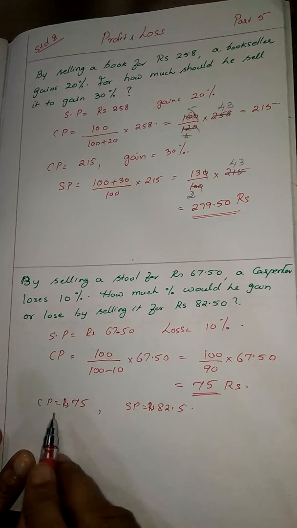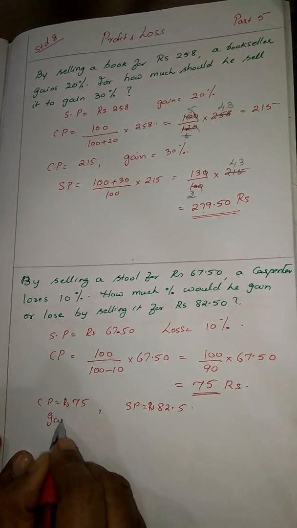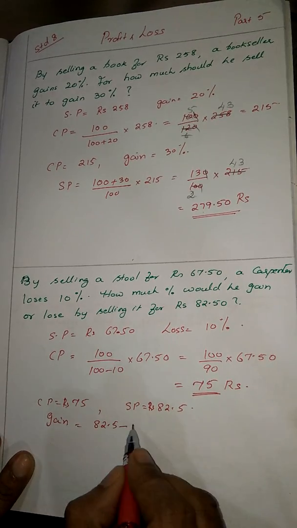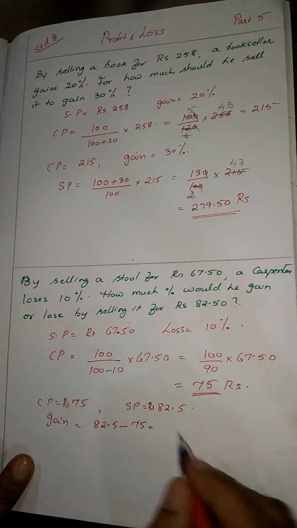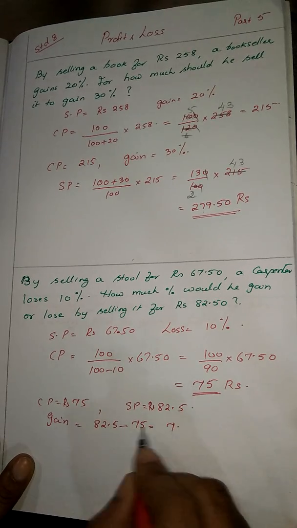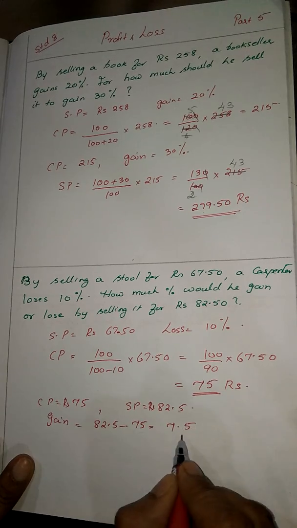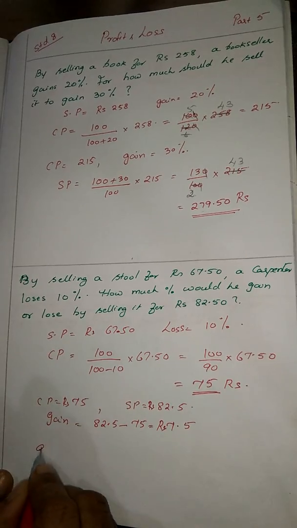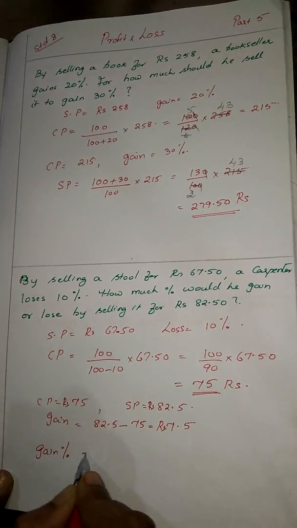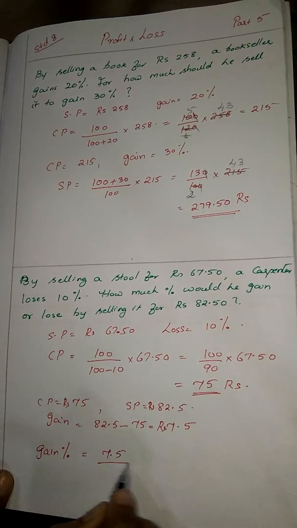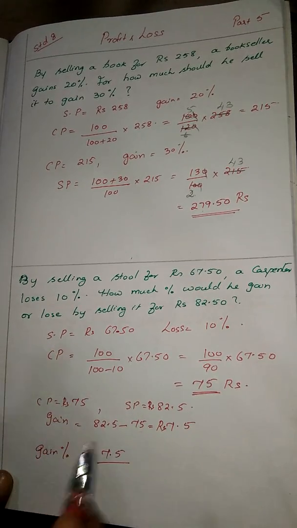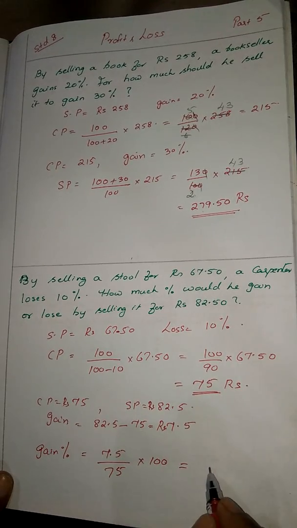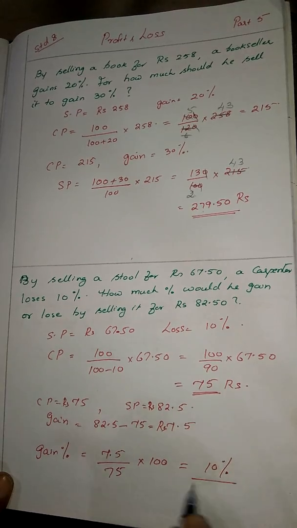So the selling price is greater than the cost price, so it is a gain. Gain is equal to 82.5 minus 75, that is equal to 7.5. Now we have to find the gain percentage. So gain percentage is equal to gain by the cost price, so the cost price is 75 rupees into 100. So you get this as 10%.